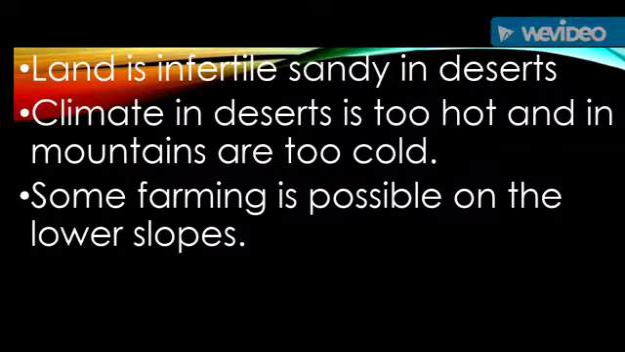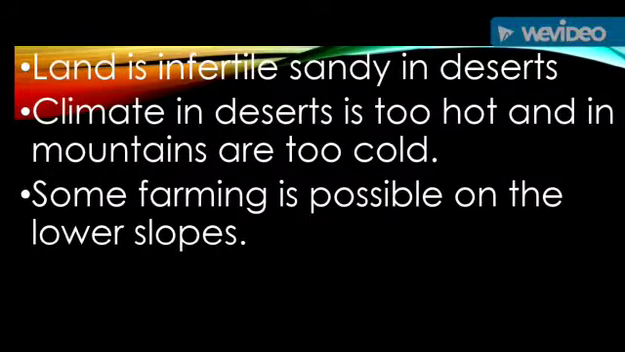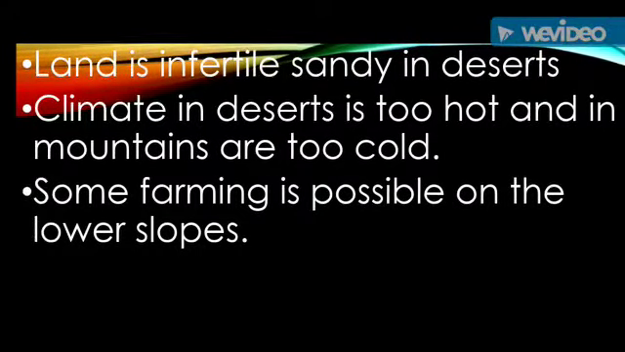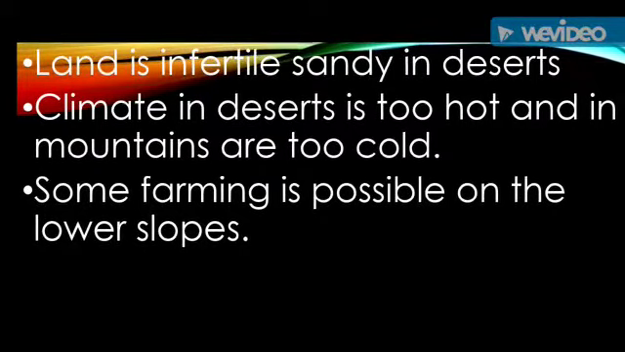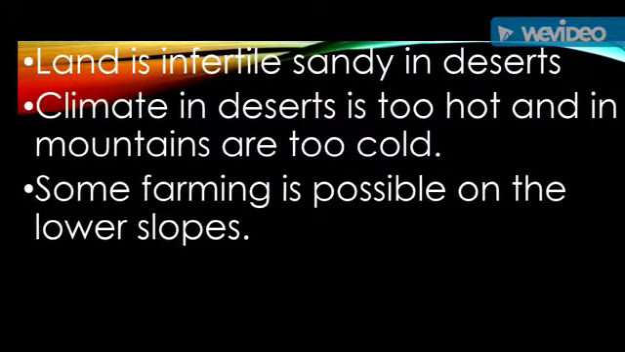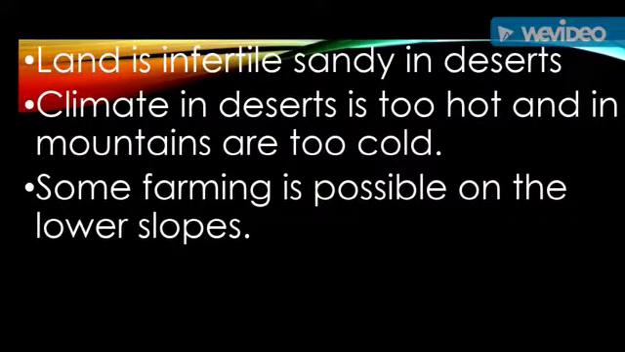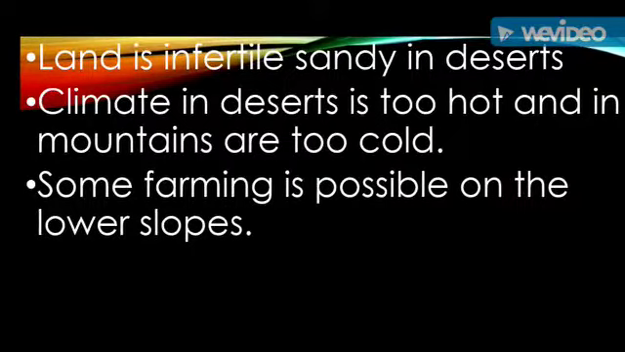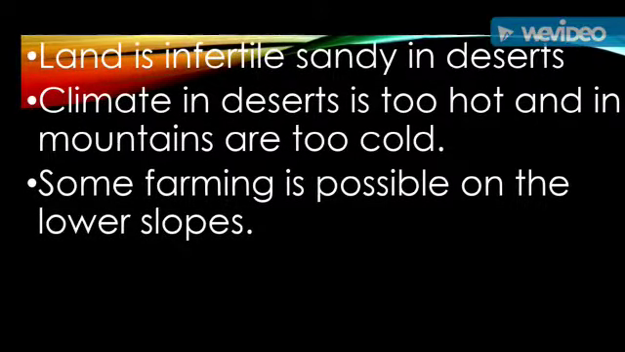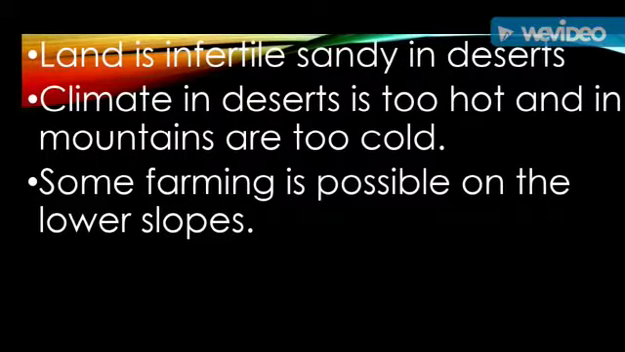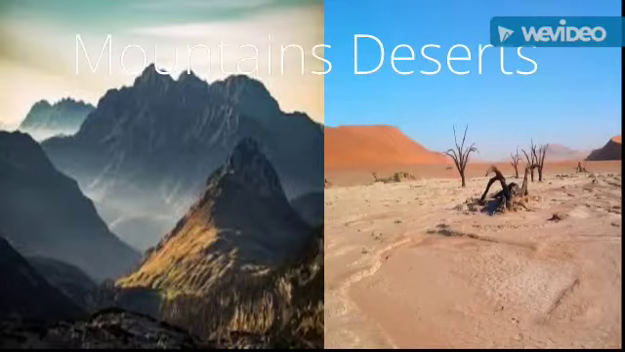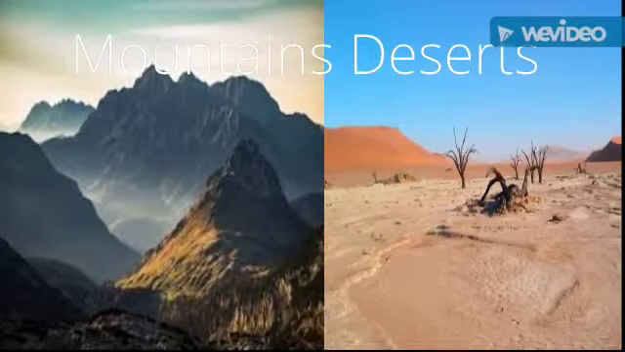Next point is deserts and mountains. Students, how much of Pakistan's area is covered by deserts and mountains? 42%. Can agricultural activities be carried out in such areas? And if not, why? It is because the land is infertile. Infertile means not good for growing crops.